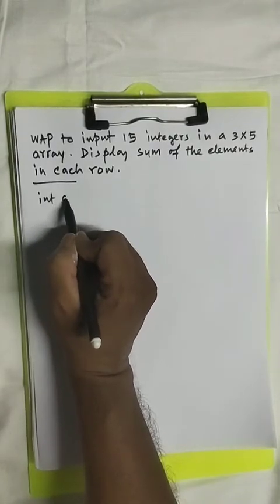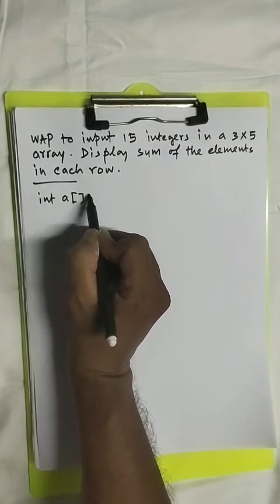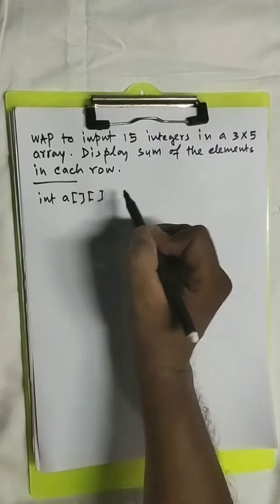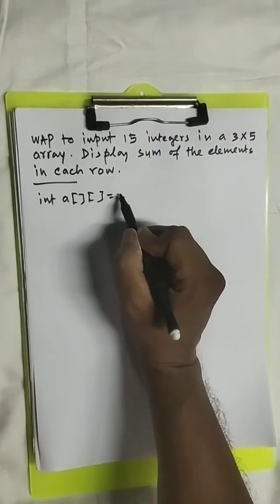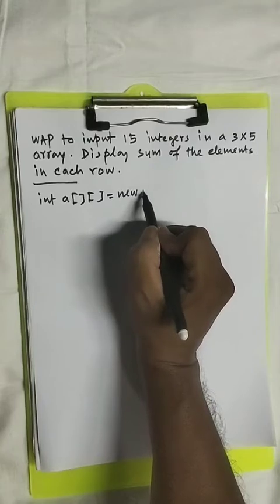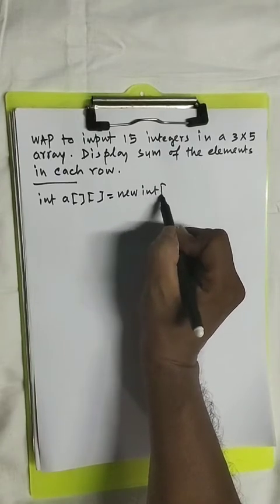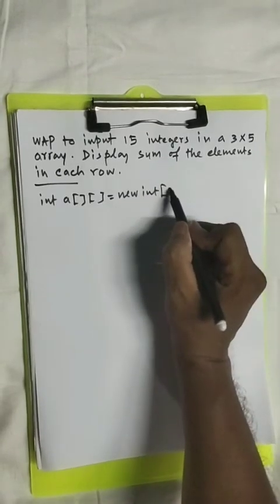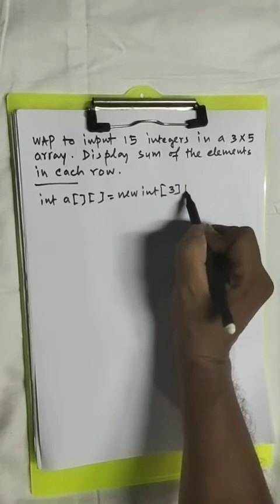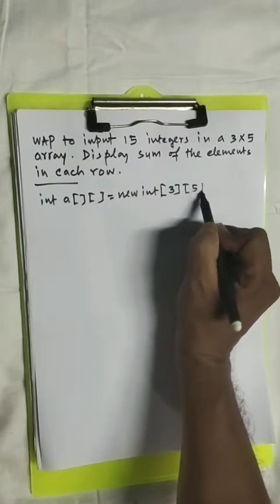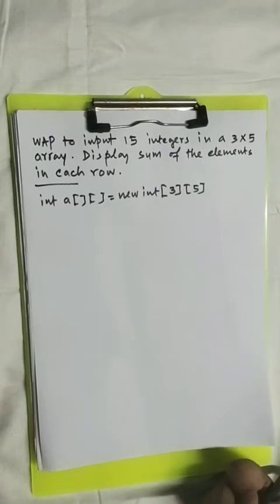int a[][] = new int[3][5]. This will create the array with 3 rows and 5 columns.